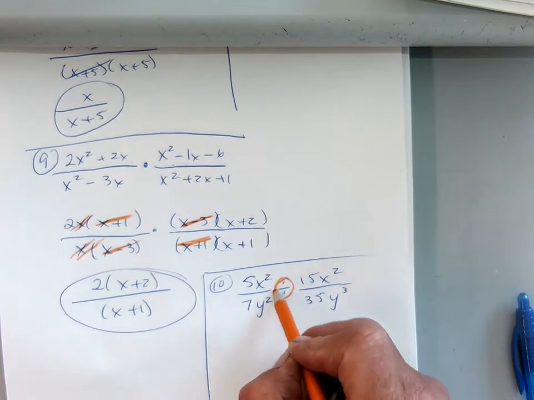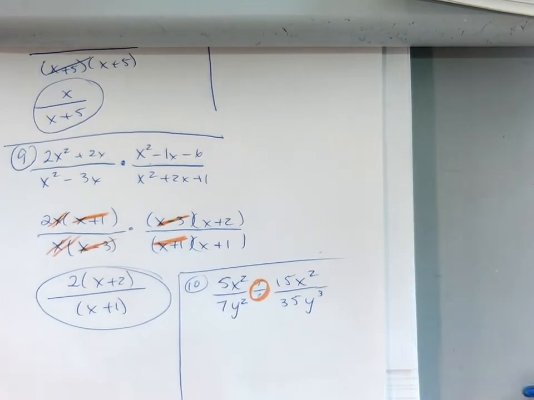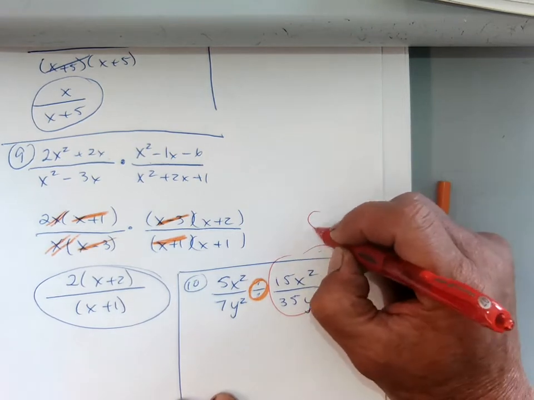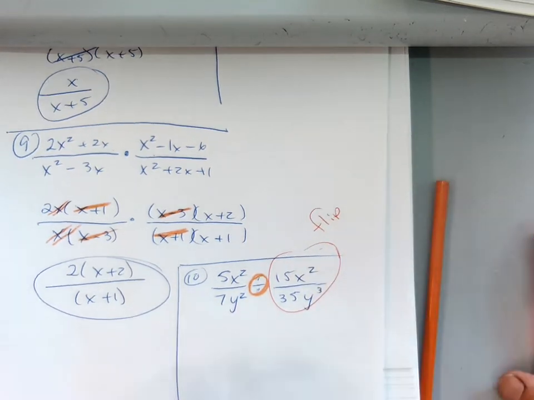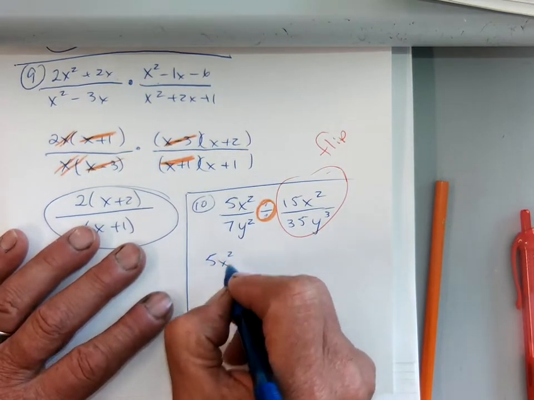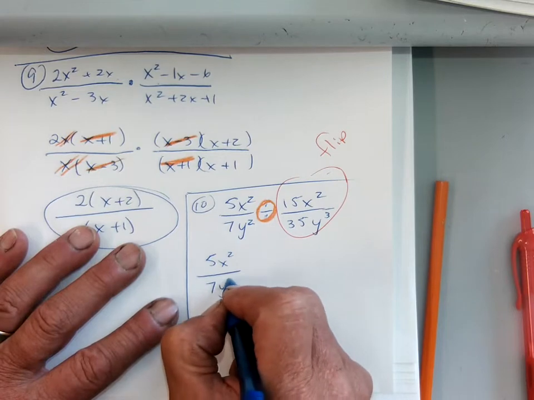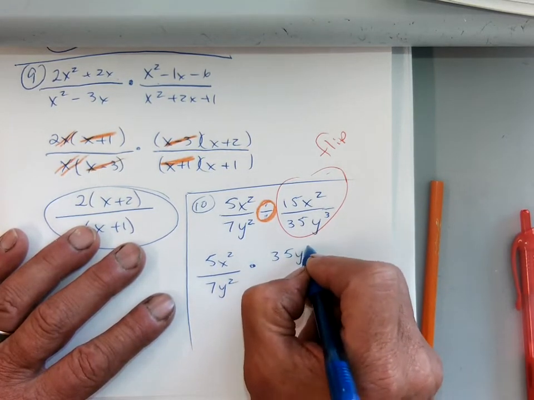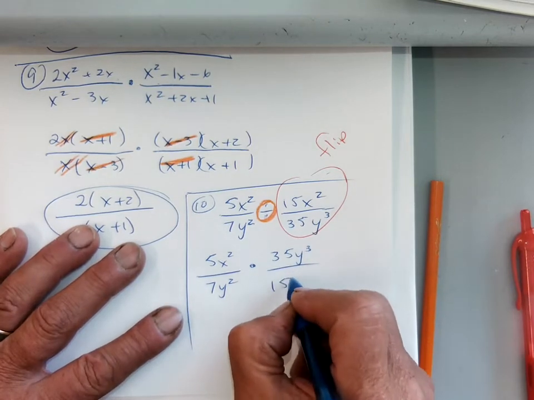So I see this. What I'm going to do is flip this fraction. Invert and multiply is what they taught you in middle school. So we do the same thing. We get 5x squared over 7y squared times 35y cubed over 15x squared.